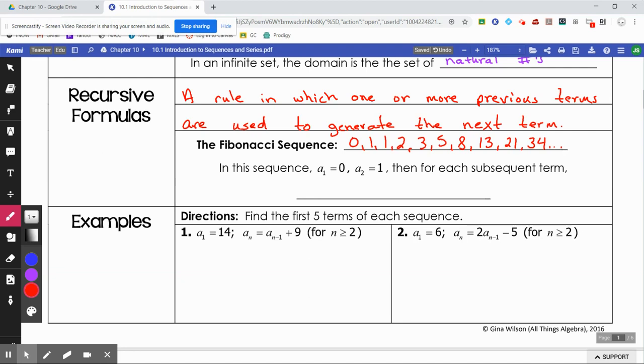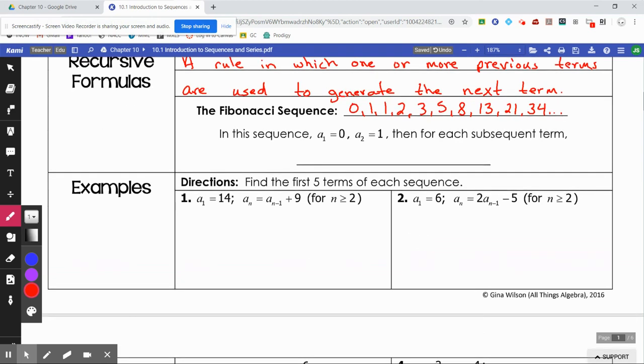Now, where did I get those values? In this sequence, A of 1 and A of 2 are 0 and 1. Then for each subsequent term, each term in the sequence is equal to the term before it, A sub n minus 1, plus A of n minus 2. So what this means is, think about it. What if n was 5? Then 5 minus 1 would be 4, and 5 minus 2 would be 3. So A sub 5 would be A sub 4 plus A sub 3.